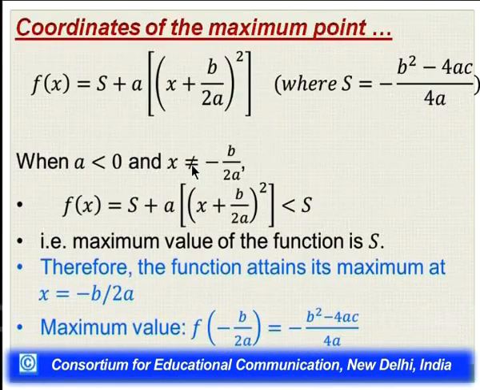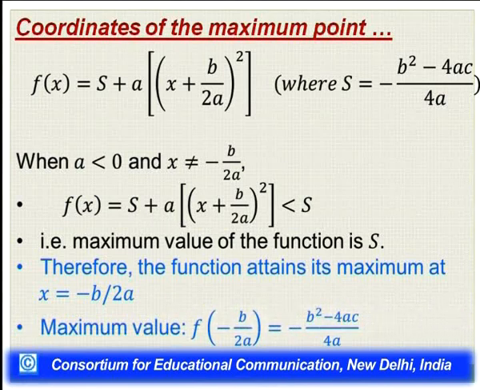And now let's look at our second assumption. If we have that a is negative and x is something other than minus b by 2a, note here that our function will then become s plus a times x plus b by 2a the whole square. But now this resultant expression is always going to be less than s. Why is that? Because a is something negative, x plus b by 2a the whole square something positive. Now because a is something negative, you're always going to be subtracting something from the value s, right? So if you're always going to be subtracting something from the value s whenever x is not equal to minus b by 2a, s has to now be the maximum value of the function.